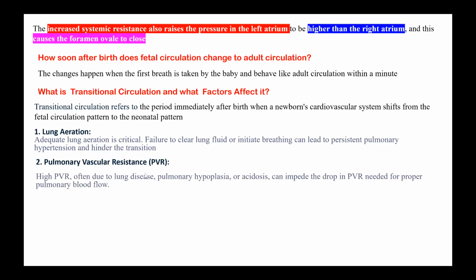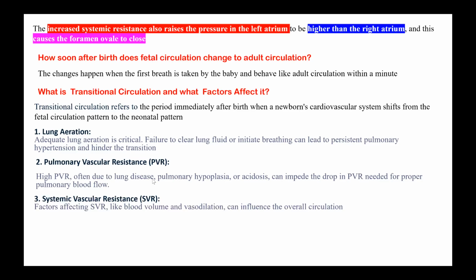The second is pulmonary vascular resistance. High PVR is often due to lung disease or pulmonary hypoplasia, especially in children with congenital diaphragmatic hernia. One lung on the hernia side may not have developed properly. So it may be a rudimentary lung, that may be a hypoplastic lung, or acidosis. All these things can impede the PVR and prevent it from getting released, and that will continue to maintain the fetal circulation. Failure of SVR, like blood volume and vasodilation, also will affect the change from fetal to adult circulation.